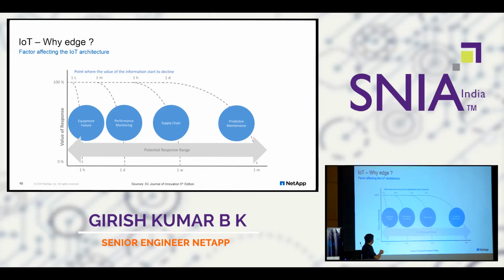And similarly, for performance monitoring, this is 1 minute. You can monitor and see the variations. And similarly for supply chain and predictive maintenance, 1 day's worth of data is good enough. So you give 1 day's worth of data to the cloud, analyze it, and come back and say whether there is an impending failure after, let's say, 20 days, right? That's the kind of value. So extracting the value at the right time is very important. That's the key for IoT architectures.